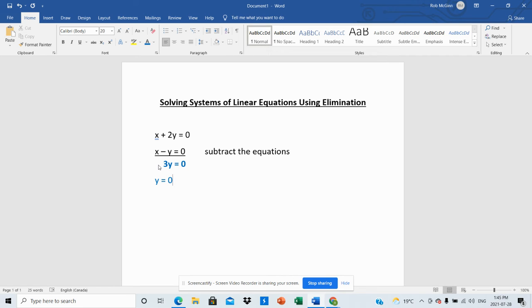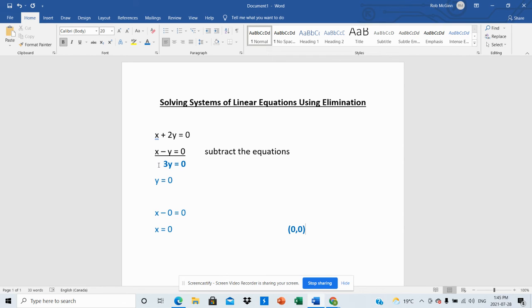Now we're going to substitute y equals 0 into one of our original equations and solve for x. So let's do the second one here. X minus, instead of y, we're going to have 0 equals 0. And so x is just going to equal 0. Our solution is now going to be 0, 0.